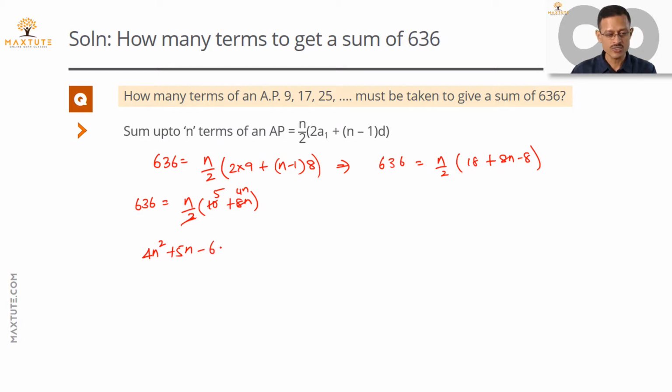Let's take the 636 to the left hand side: minus 636 equals 0. The problem in this question starts from this moment. Till this, it was very straightforward. Factorizing this quadratic equation is the pain point. Let's set about doing that.